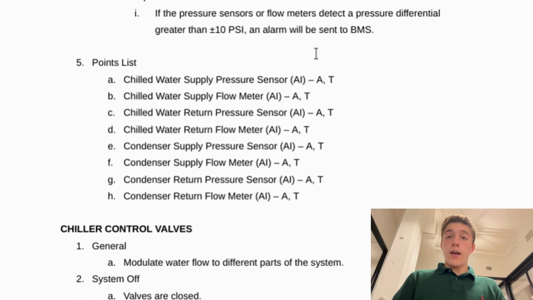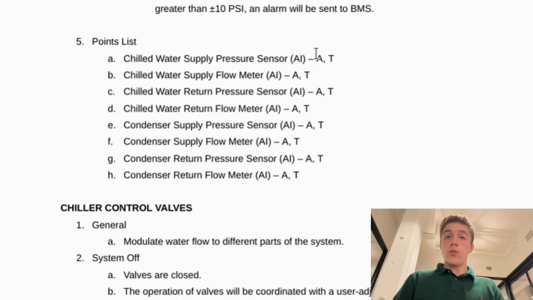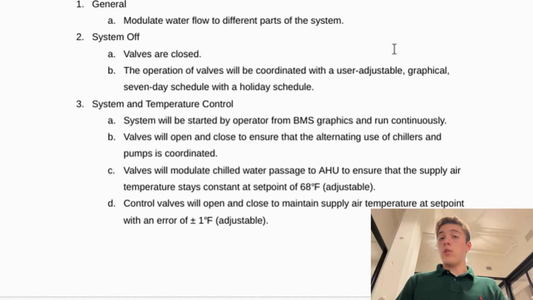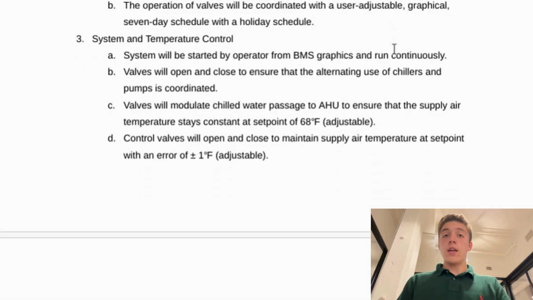Next in the points list, we have all of these pressure sensors and flow meters for chilled water supply and condenser supply, chilled water return, and condenser return. Next, we have the chiller control valves. These modulate water flow. When the system is off, the valves will be closed. These will also be controlled with the schedule.